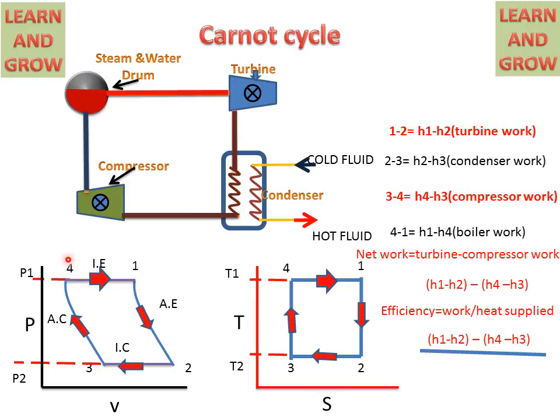minus H4 is the total heat supplied in the cycle, because the 4 to 1 process takes place for steam generation, where heat is supplied. The total heat supplied is H1 minus H4. This is the efficiency of the Carnot cycle. It is also denoted by 1 minus T2 by T1. If we take the highest and lowest temperature, we can represent it as 1 minus T2 by T1. So this is the working of the Carnot cycle.